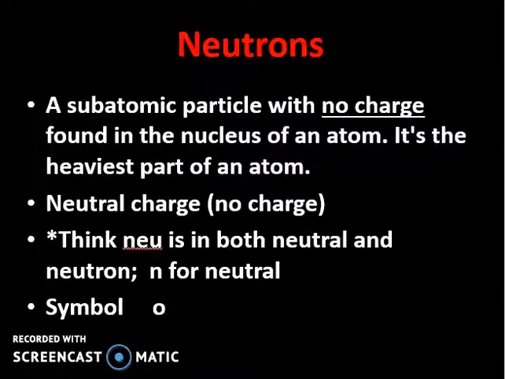And last we have neutrons. These are neutral. They have no charge. It's actually the heaviest part of the atom. Think nu is neutral or neutron or N for neutral. So the symbol is just kind of a zero here because it doesn't have a charge positive or negative.